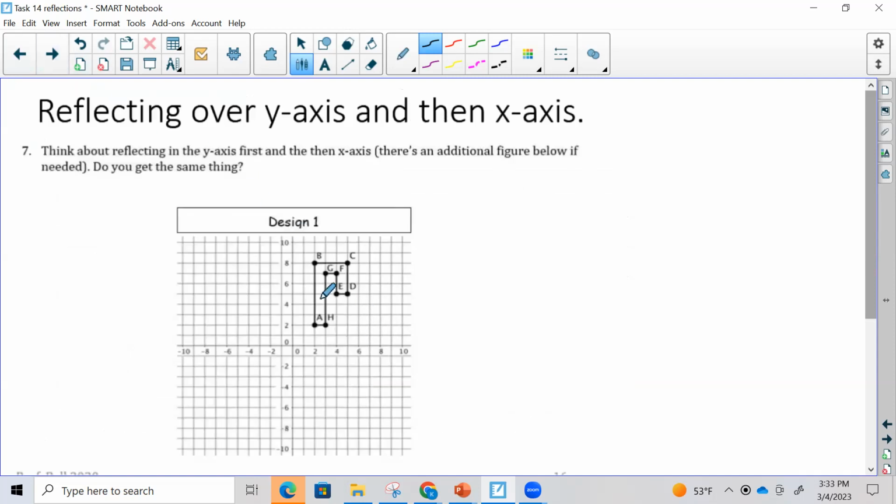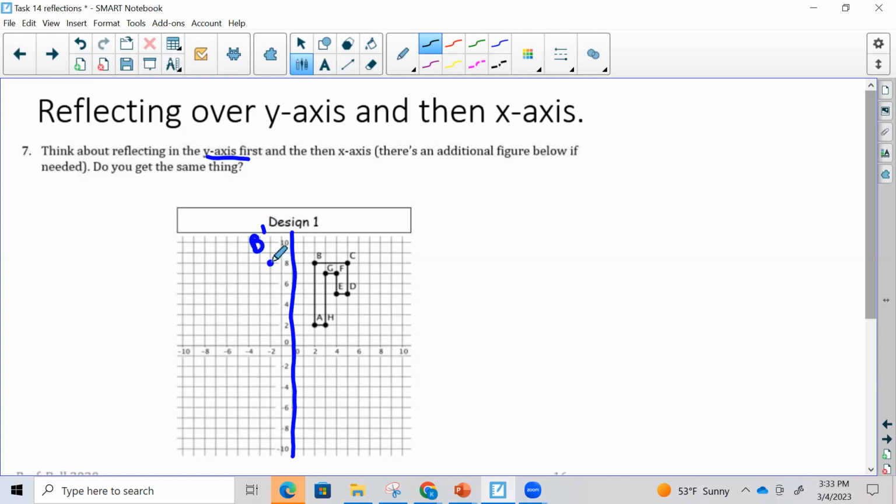So what you're going to first do is reflect this figure over the y-axis. So this axis first, and you're going to get some figure here. And then you're going to reflect that over the x-axis. So again, I'll do B for you. If I do B, I would count to the y-axis, and it's 2 away, 1, 2 to that line. And I count the same distance to the other side, 1, 2. And then this would be my B prime.